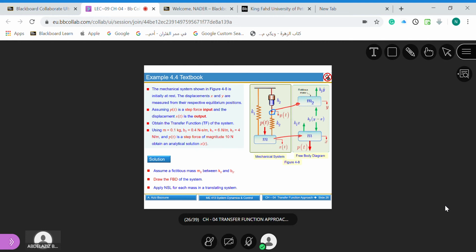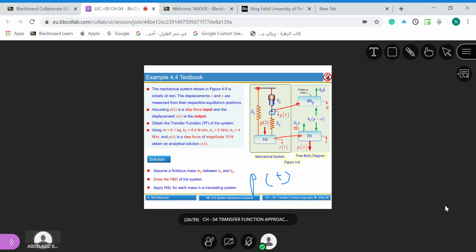The force is P of T. As you can see, the forcing term is P of T. And the motion is X of T. I assume that this junction here has a motion Y. And I draw the free body diagram. Here, from this spring, since this end is fixed, we'll have opposing force from this spring K1, which is K1 times X.